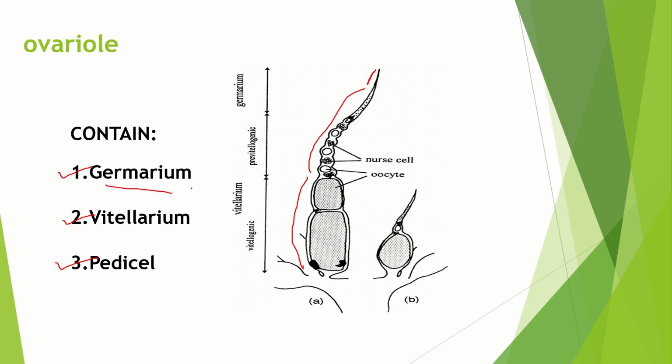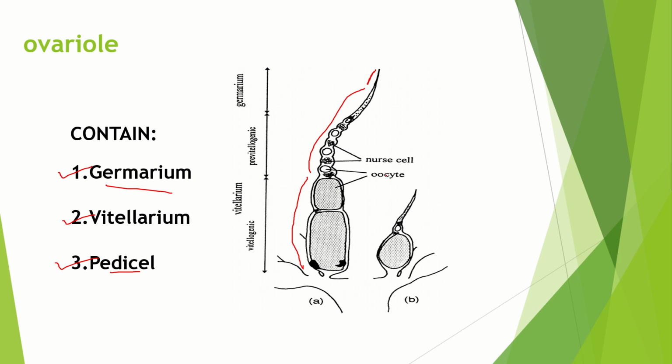What is the function of the germarium? In the germarium, mitosis gives rise to the primary oocyte. This site is the zone of growth. Next is the vitellarium. In this portion, yolk deposition occurs and the oocyte grows by the deposition of yolk, which is called vitellogenesis. Next is the pedicel, which passes the oocyte to the lateral oviduct.